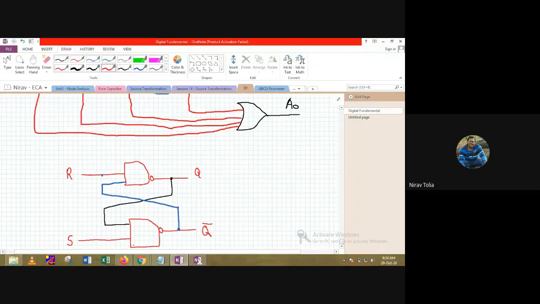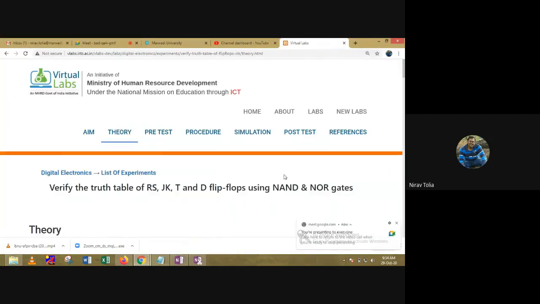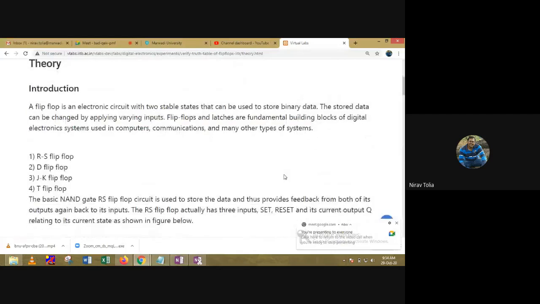So today we have to learn about the clocked flip flop. How will the clocked flip flop work? Let me show you the figure. Focus on the theory.